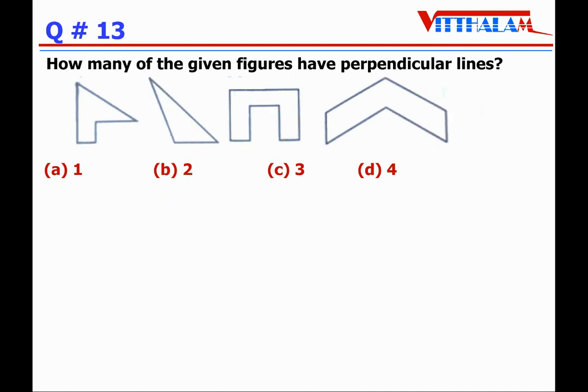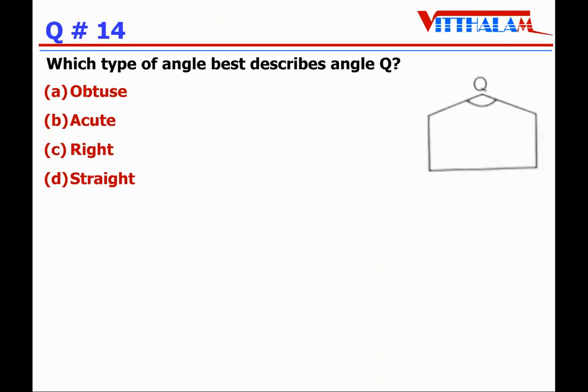Next. Which type of the angle best describes angle Q? That is this. Is it obtuse? So greater than 90. Is it acute? Less than 90. Is it equal to 90 degree? Or equal to 180? That means straight.